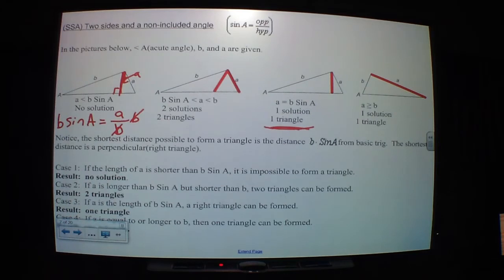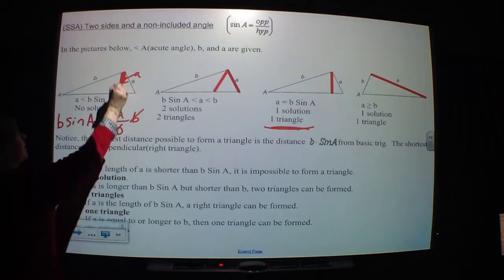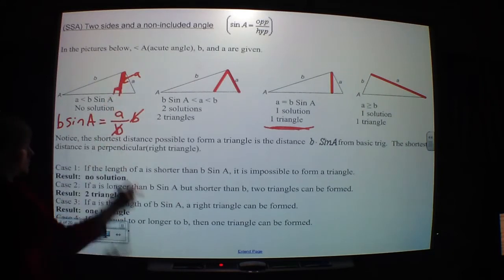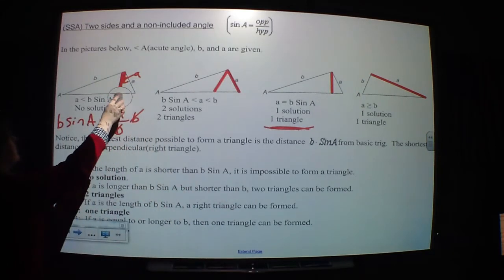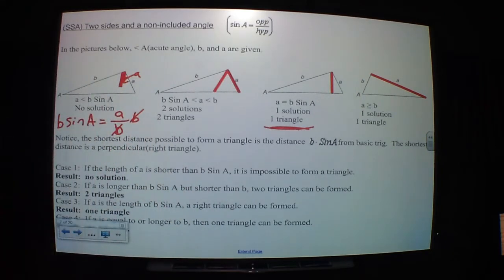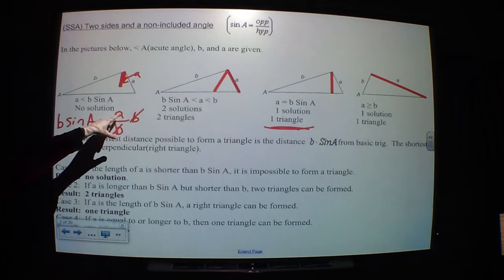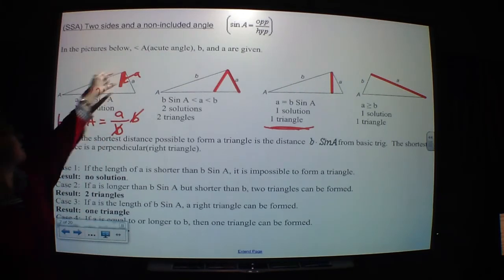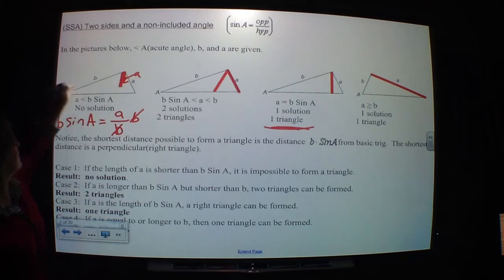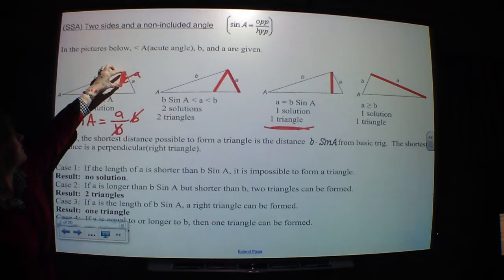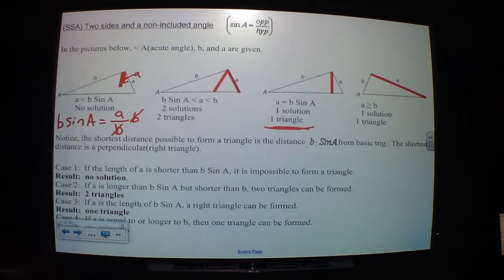But if this side right here, A, was too short, so it's not long enough to meet that side, it's too short. So if A is less than B sine of A, there won't be any solution, because this is a fixed length, this is a fixed size, it's not long enough to meet the other. So that would be no solution.